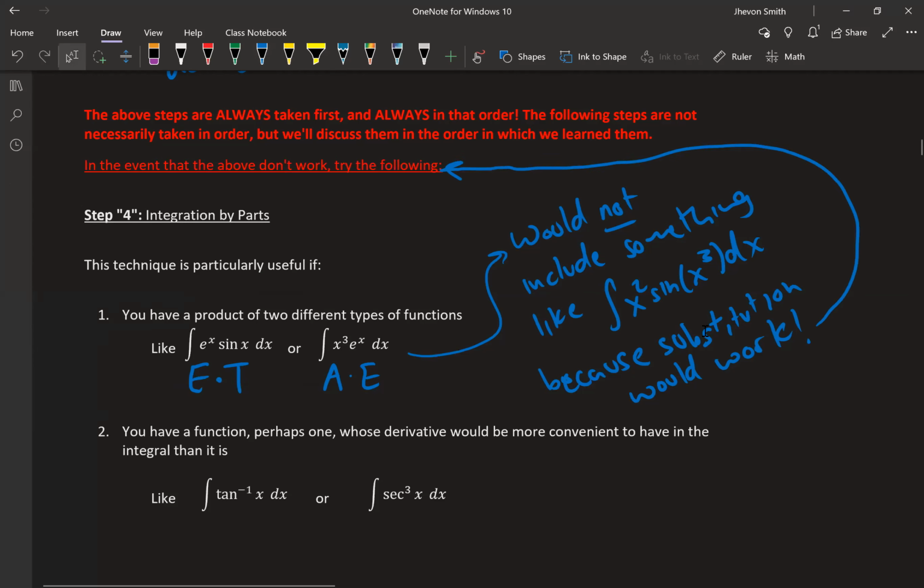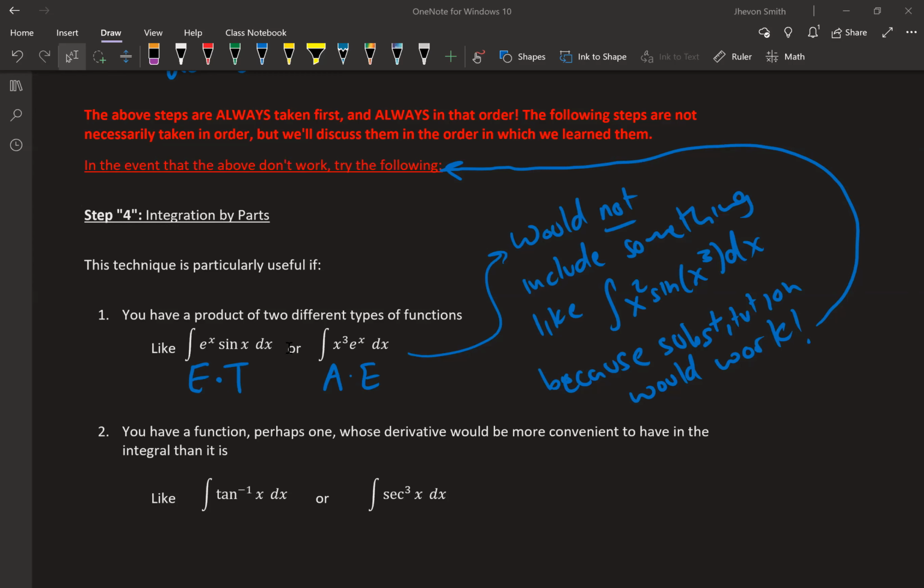So again, for future reference, everything that I talk about after this point, you only think about it under the assumption that the first 3 steps did not work. Okay, so if the first 3 steps did not work, meaning a substitution isn't going to get you where you want, then if you notice that you have a product of 2 different types of functions, integration by parts might be the way to go. Not guaranteed, but it's a pretty good shot.